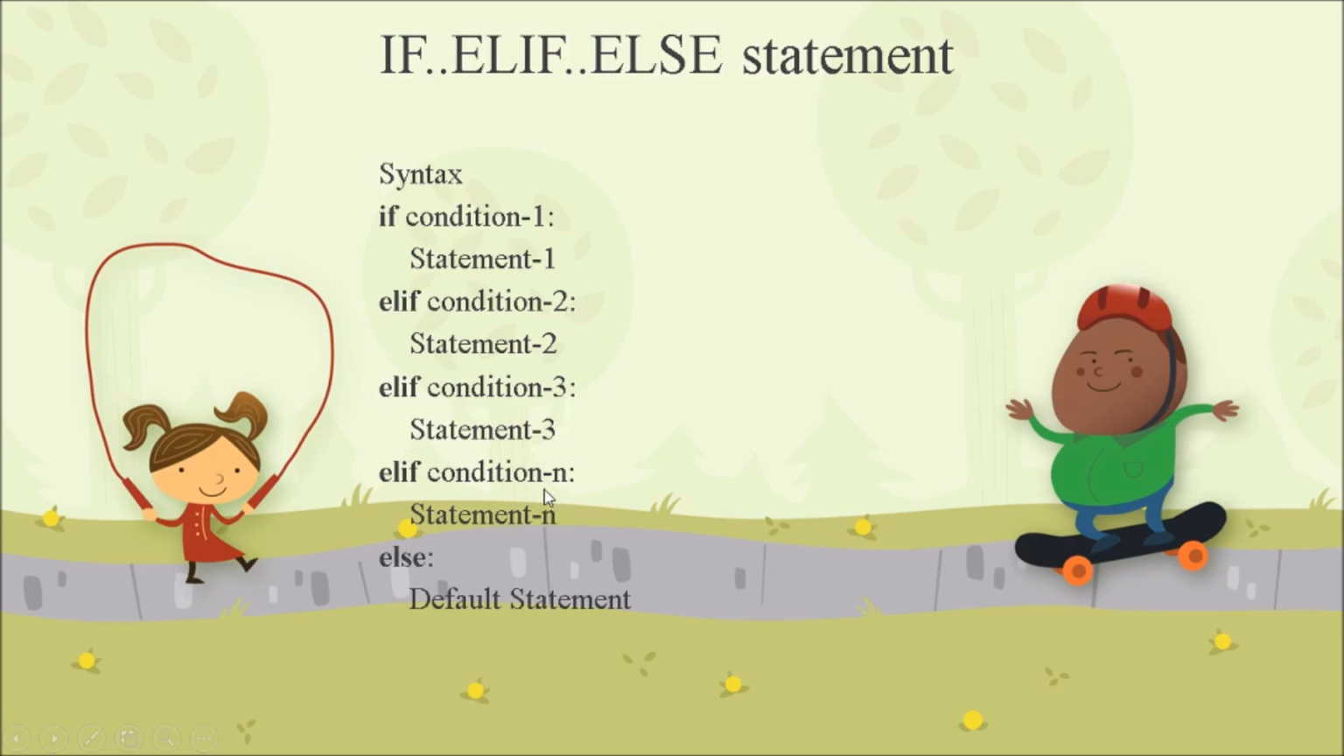If the nth condition is true, statement n will execute, and if all these conditions 1 to n hold false, then ultimately the default statement in the else body will get executed. In each block, each if block or each elif block, there can be one statement or a block of statements. Let's see it with an example.